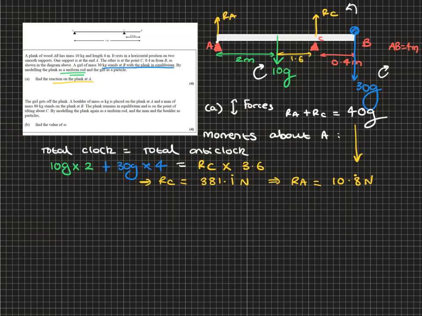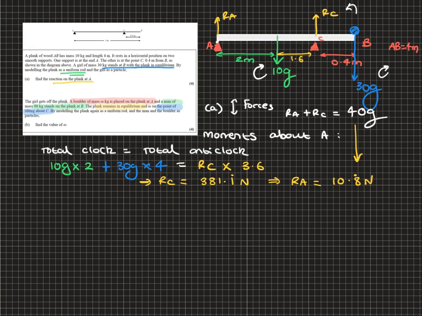So the girl now steps off the plank, and a boulder of mass m kilograms is placed on the plank at A. A man of mass 80 kilograms stands on the plank at B. The plank is in equilibrium and is on the point of tilting about C. We need to find the value of m, the mass of the boulder. Well, the first thing we need to do is sketch a new diagram.